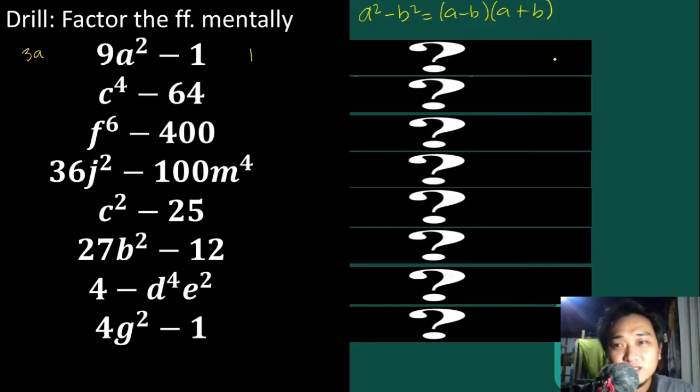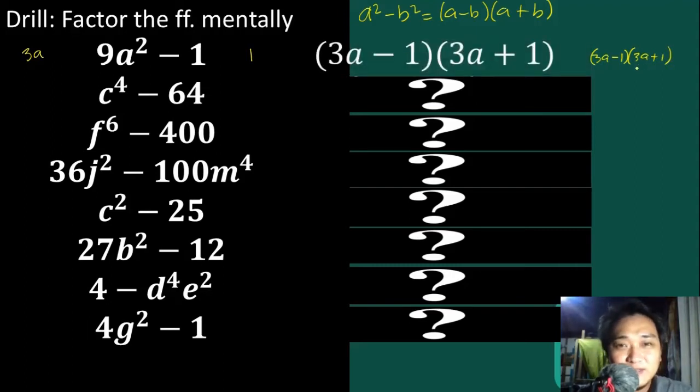Sige, sulat ko nga dito kung tama tayo. 3a minus 1 times 3a plus 1. Check natin kung tama tayo. Okay, so tama tayo. 3a minus 1 times 3a plus 1. Let us go to the next example. c to the 4th minus 64. Again, kunin lang natin yung square root ng first and second term. Makukuha natin yung factors niya.